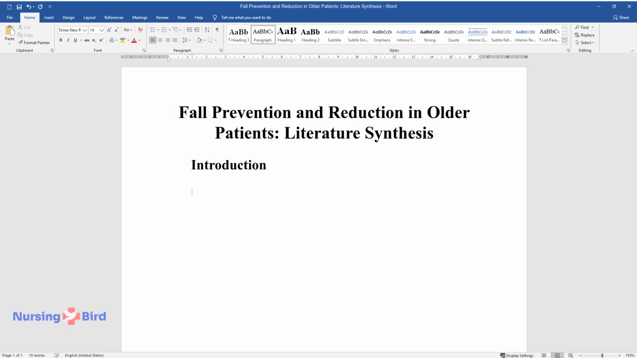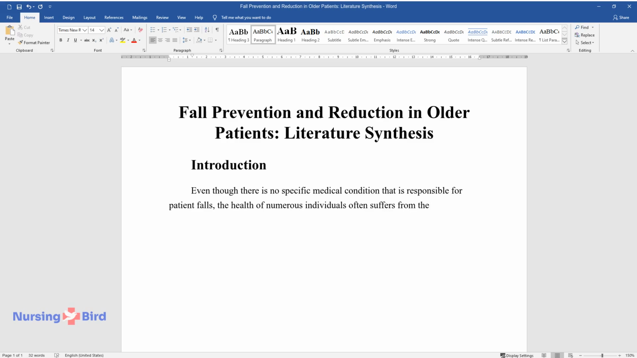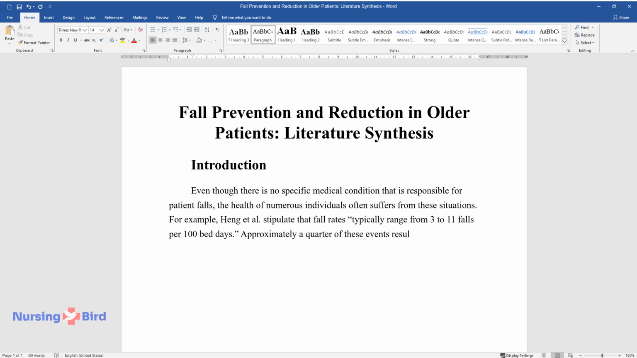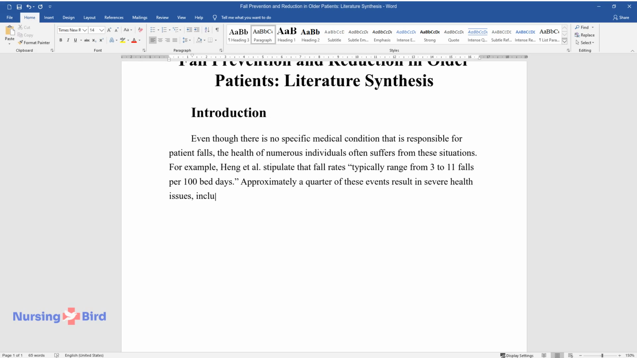Introduction. Even though there is no specific medical condition that is responsible for patient falls, the health of numerous individuals often suffers from these situations. For example, Heng et al. stipulate that fall rates typically range from 3 to 11 falls per 100 bed days. Approximately a quarter of these events result in severe health issues, including soft tissue injuries, fractures, and others.